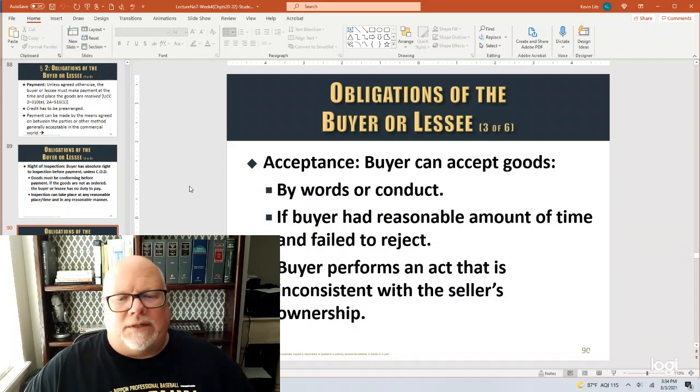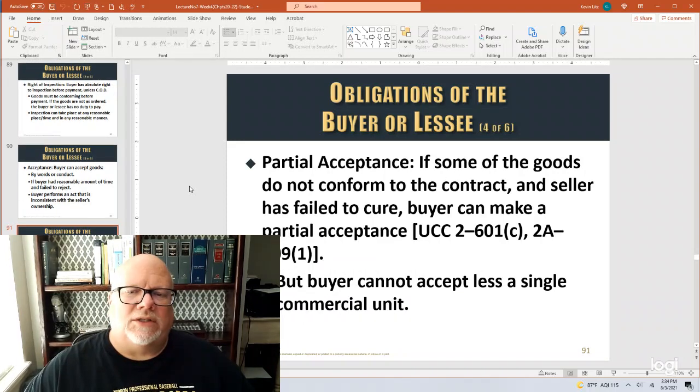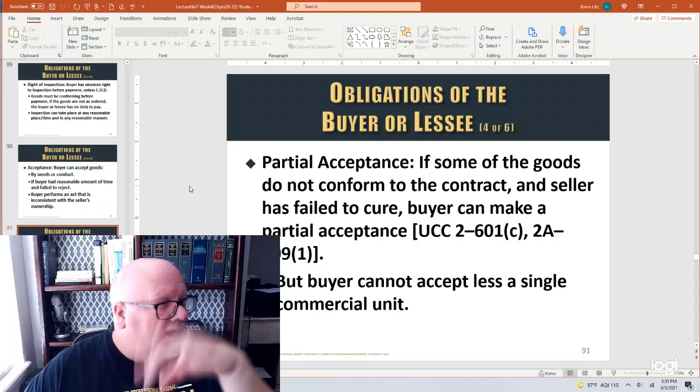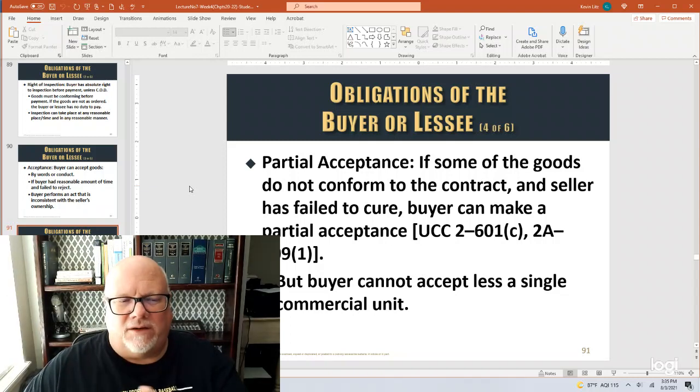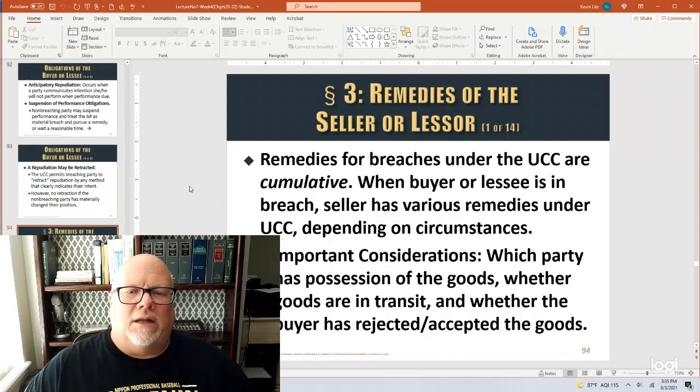How is acceptance? I'll let you read through that. Partial acceptance, again, I can accept some, but not all. But it's not like I can accept one tiny one and say, hey, come pick up the other 99% of them. There's a rule of reasonableness in this. Again, I want you to read through these, but I'm trying to hit the highlights for you.